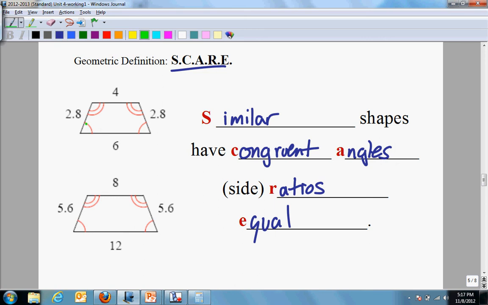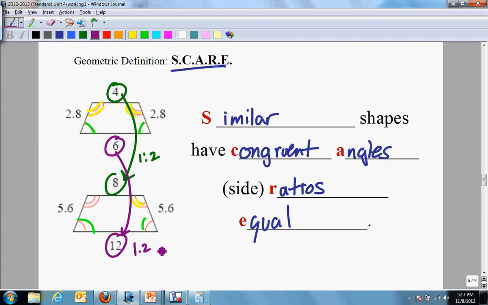So take a look here. We have corresponding congruent angles. Now we're going to check the side ratios. The side ratio, 8 to 4, or 4 to 8, that's a 1 to 2 ratio. 6 to 12, that's a 1 to 2 ratio. 2.8 to 5.6, if you double 2.8, that's a 1 to 2 ratio. So notice the ratios are the same all the way around. We would say these shapes are similar.